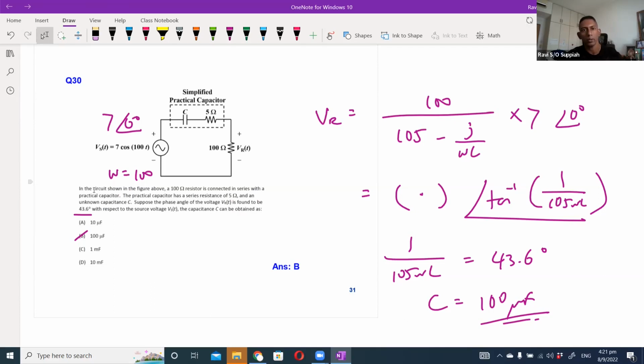As long as you look at the questions carefully, analyze the circuit and understand what they're asking you to find. One of the common mistakes that students usually make is that when they solve for the first unknown, they come to the conclusion that it is the final answer. But maybe there is a second step involved.